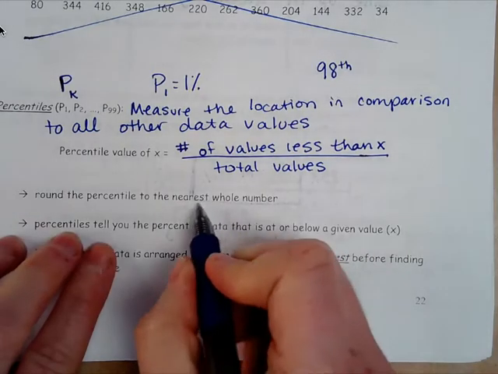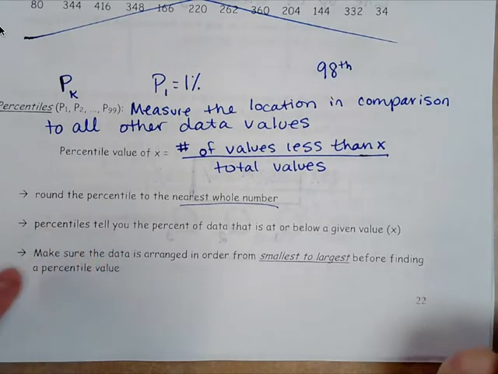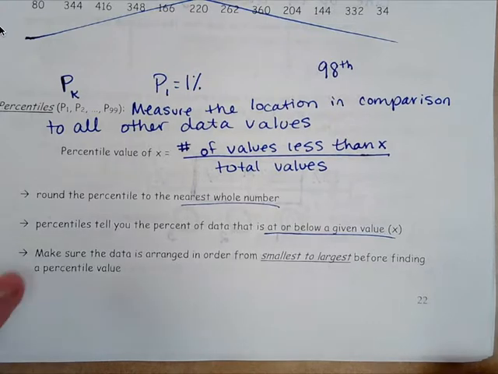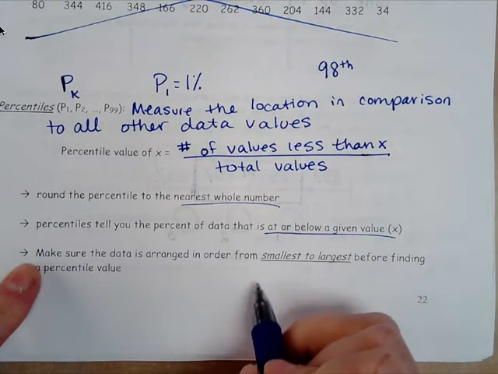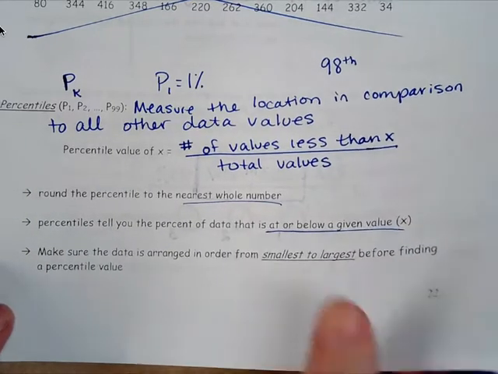We're going to round it to the nearest whole number, like 10%, 12%, 56%. I don't want any decimals on that one. Percentiles tell you the percent of data that is at or below a given value. Make sure you arrange the numbers in order from smallest to largest before finding the percentile value.